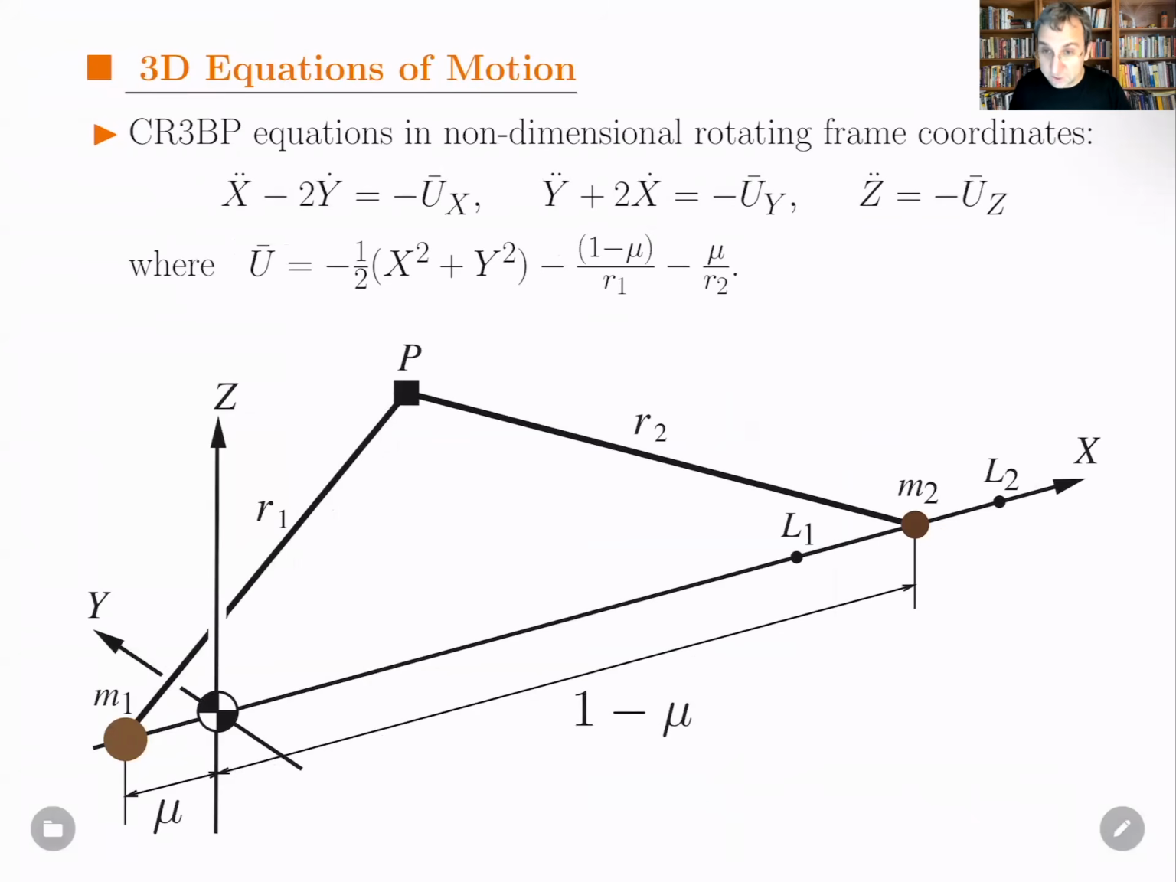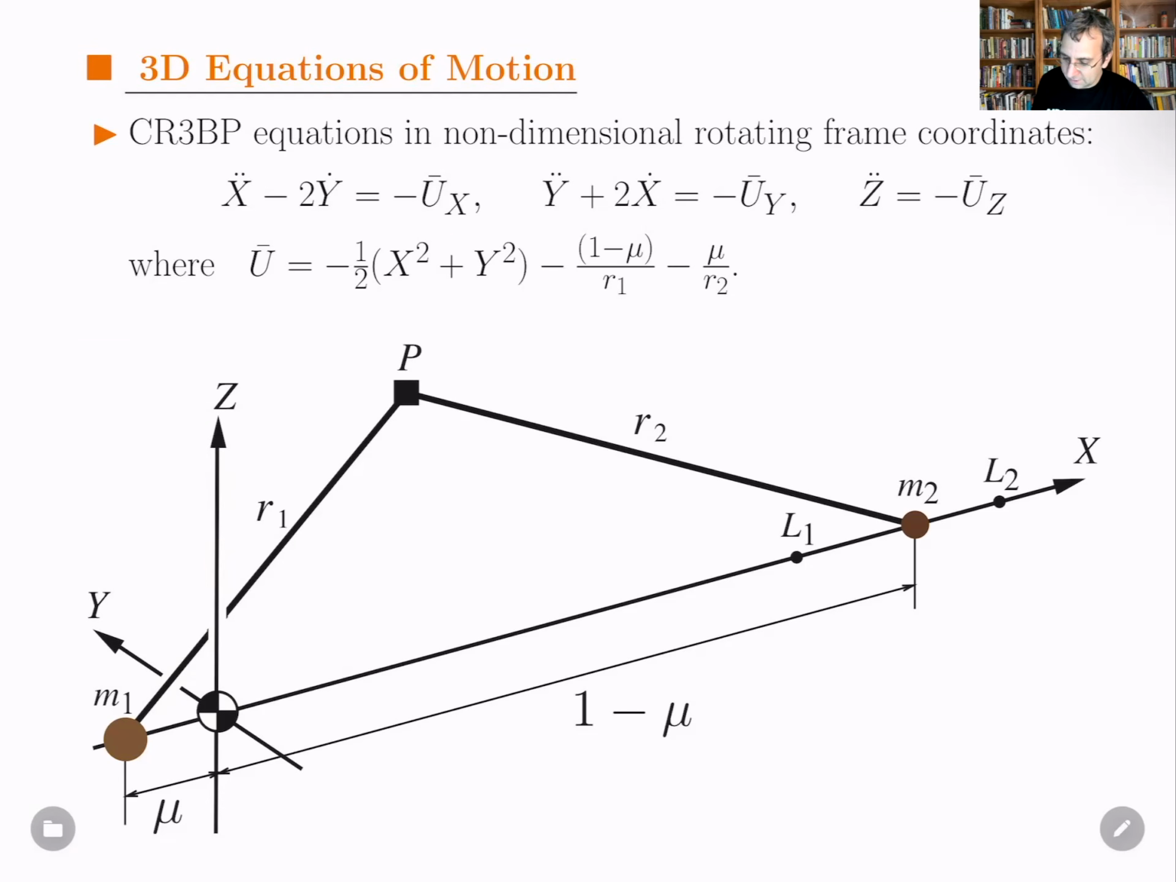Let's go to here. So the 3D equations of motion in non-dimensional form, we've already derived them. This is what they look like, just written in that second order form. Here, U bar is the effective potential. I'm using capital letters because I'm going to reserve lowercase letters for something else.